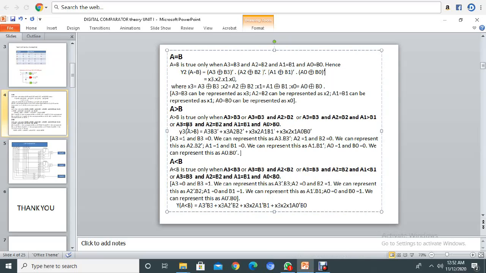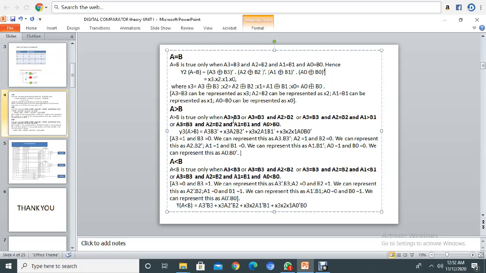That means A3 is equal to B3 and A2 is equal to B2 and A1 is equal to B1 and A0 is greater than B0. Okay. Once again I am explaining. If all the bits are equal, then we can say that A is equal to B. Okay. Now we are going to check whether A is greater than B. For that, first we are checking the first bit.